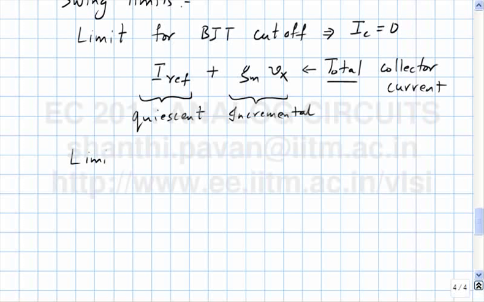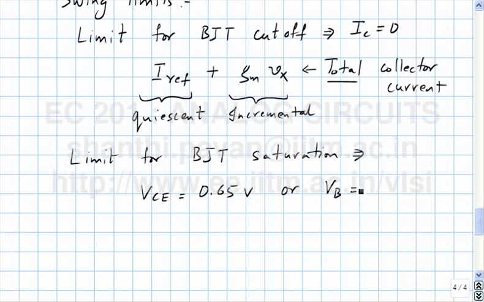Limit for the BJT getting into the edge of the saturation region. How will you figure this out? VCE is equal to VCE sat, which is equal to 0.65 volts. Okay. Or VB is equal to VC. VCE being equal to 0.65 volts is equivalent to saying VB equal to VC. It's pretty straightforward, right? We cancel out the E's on both sides. And what is VB?